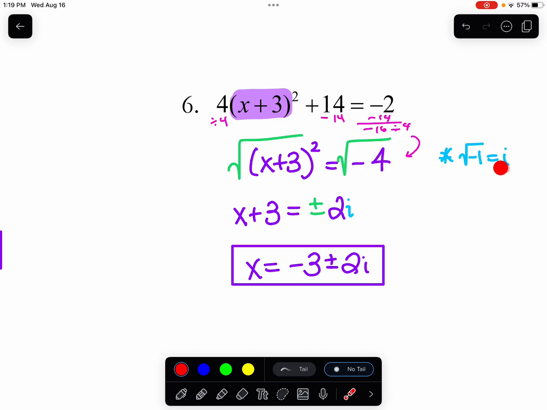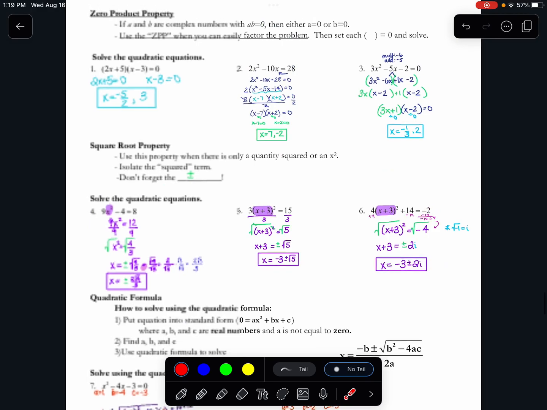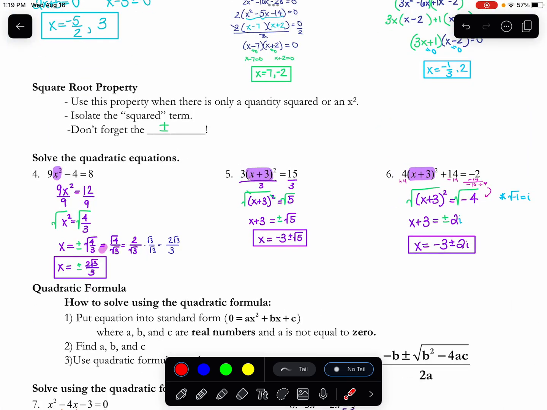So this is where we're going to use our imaginary numbers. The square root of negative 1 is i. So we're going to have plus or minus 2i. And then we'll subtract the 3 to, again, isolate x. So that's how we're going to use the square root method to solve a quadratic.